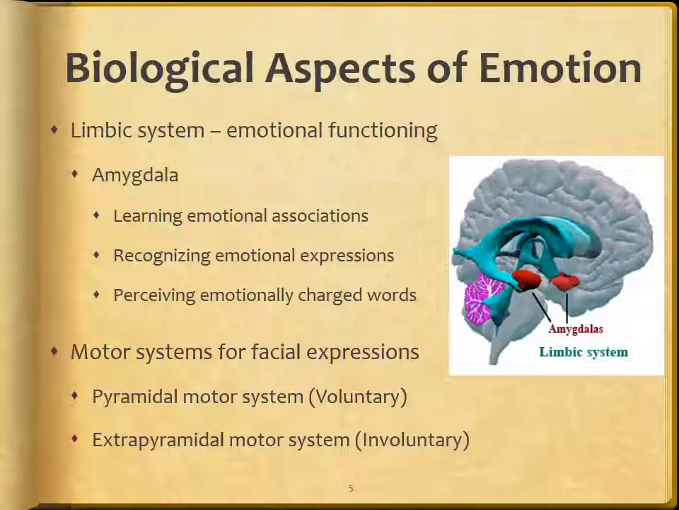On the other hand, perhaps someone is taking a picture of you and they ask you to smile, and you're voluntarily smiling. So think about this. If your pyramidal motor system is damaged, then you can't purposefully smile. So someone's trying to take a picture of you and you can't smile in that picture if your pyramidal motor system is damaged. However, as long as your extrapyramidal motor system is not damaged, then you could still smile if that smile is genuine.